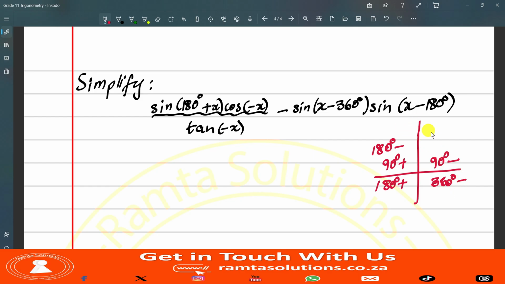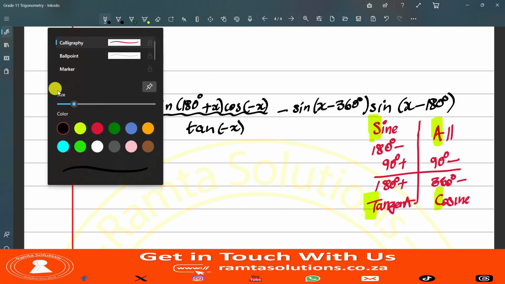Because in the first quadrant all ratios are positive. In the second quadrant only sine is positive. In the third quadrant only tangent is positive, and then in the fourth quadrant only cosine is positive. So when you take the first letters of all these words, this gives rise to what you call a CAST diagram. Now let's proceed.